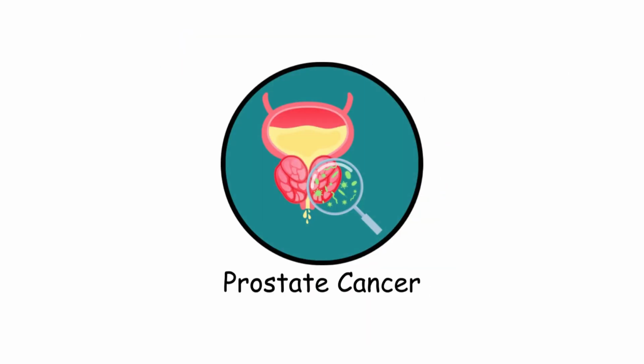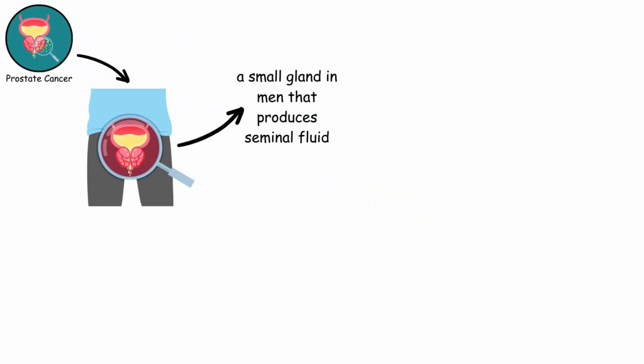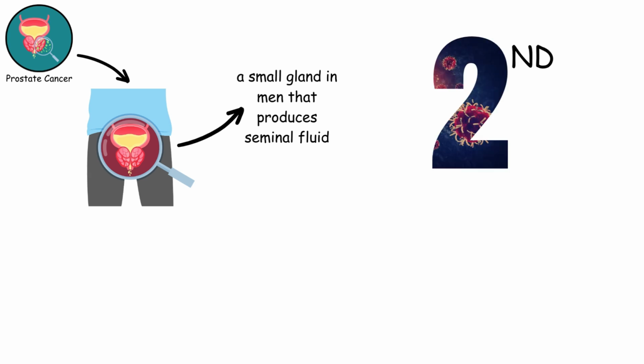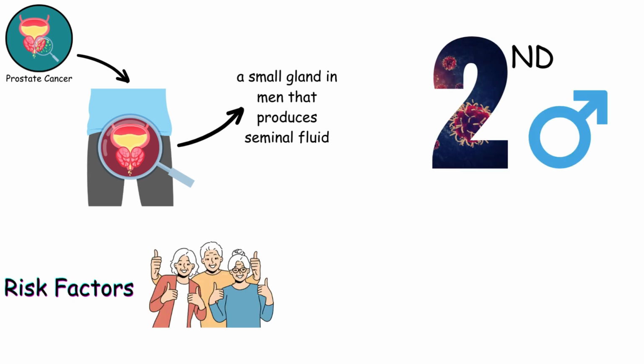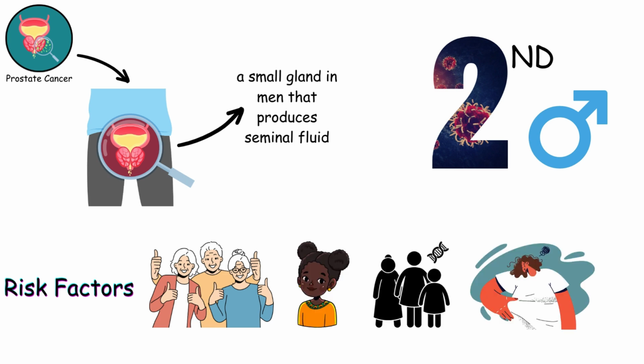Prostate cancer. Prostate cancer occurs in the prostate, a small gland in men that produces seminal fluid. It is the second most common cancer in men. Risk factors include older age, African American race, family history, and obesity.